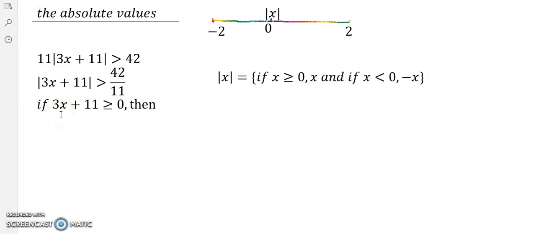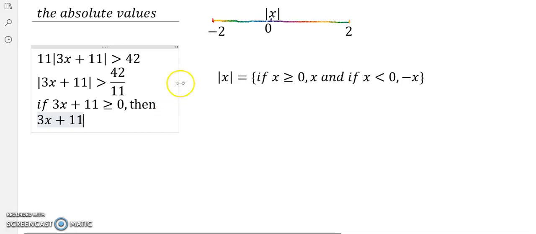The first condition is 3x plus 11 is greater than or equal to 0, meaning that we're going to have positive of this absolute value, 3x plus 11. Okay, we will have 3x plus 11, and the sign here is greater, meaning that we're going to have greater than 42 divided by 11.